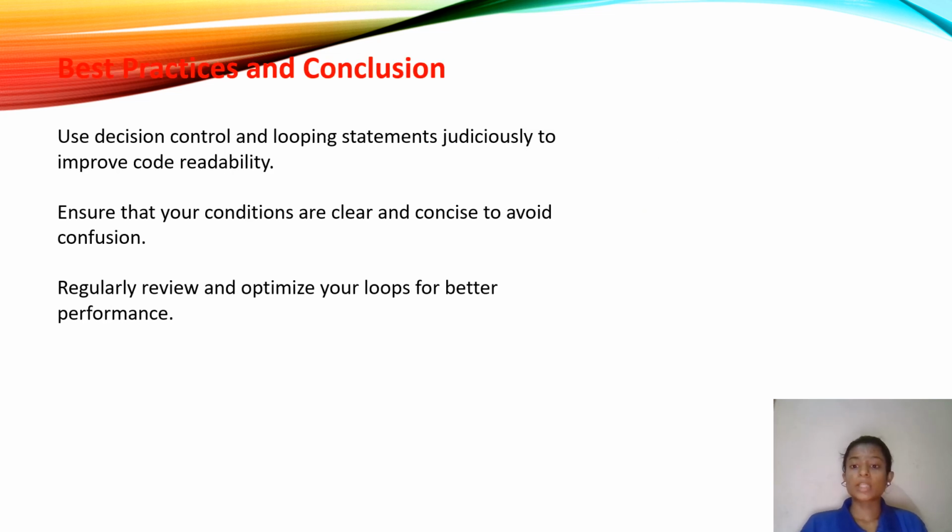Best practices and conclusion. Use decision control and looping statements judiciously to improve code reliability, and ensure that your conditions are clear and concise to avoid confusion in the future. Regularly review and optimize your loops for better performance.